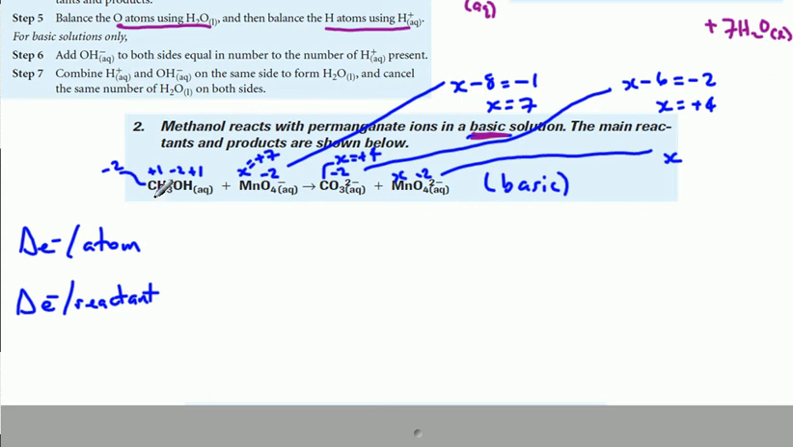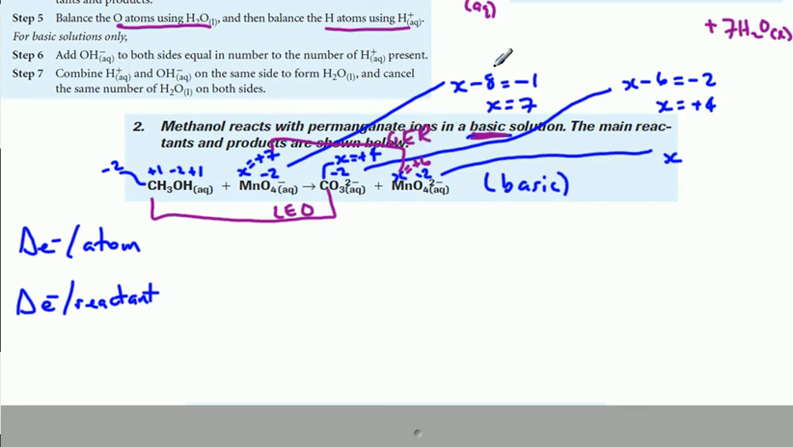So it looks like carbon is going from -2 to +4. So that is a loss of electrons, which is an oxidation. And the GER, the gain of electrons, is between manganese going from +7 to +6. Okay. So that is the GER.